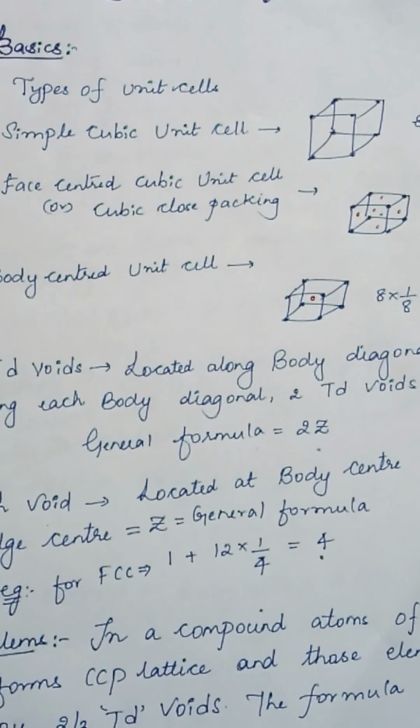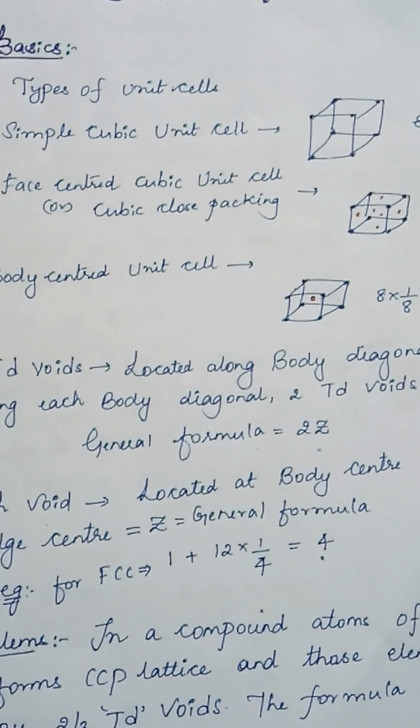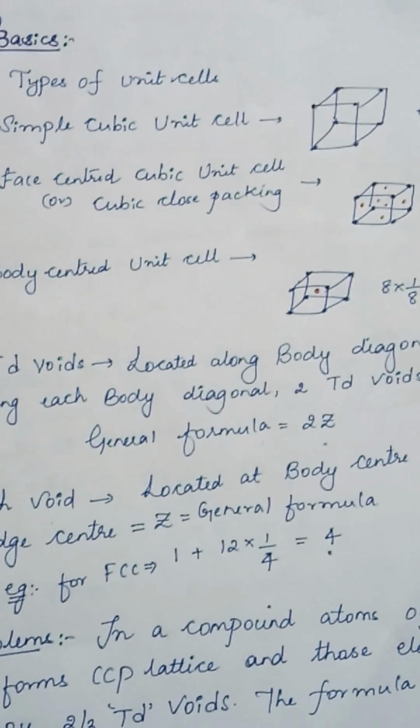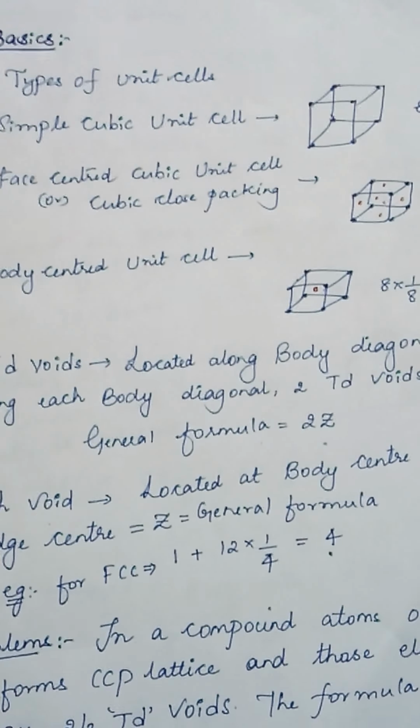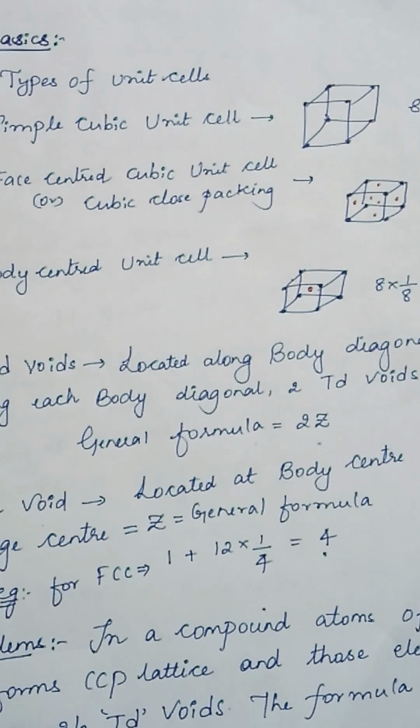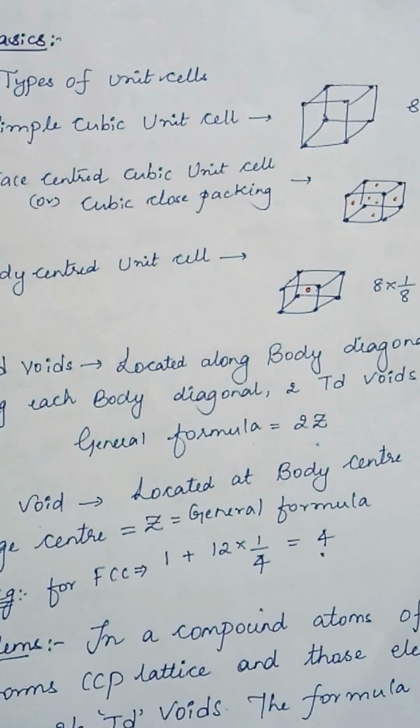Alright, today I'll explain solid state questions which you can expect in CSIR. Before we solve those questions, let us quickly revise the few basics which are required to solve those questions. As we all know, there are three basic unit cells: simple cubic, face-centered cubic, and body-centered cubic unit cell.